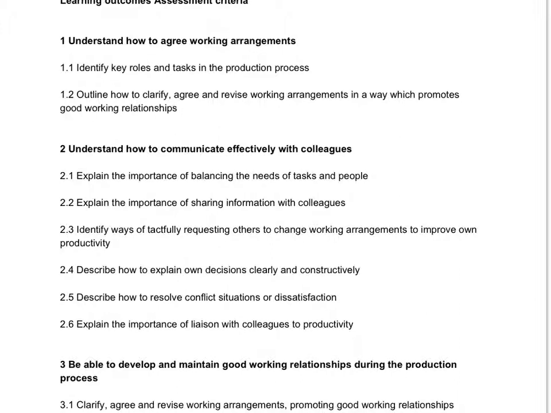For 2.3, identify ways of tactfully requesting others to change their working arrangements. If someone isn't pulling their weight, or isn't doing what they're supposed to be doing, or isn't hitting expectations, isn't working in a productive way, what are tactful, subtle ways that don't hurt the ego of these people, but at the same time get them to adjust and revise their working arrangements to improve productivity? What are ways of doing that? Quite difficult to answer that one.